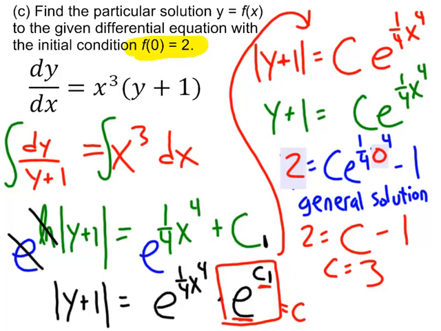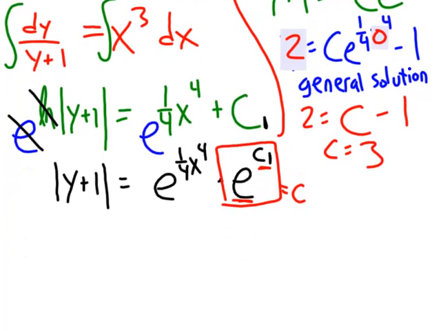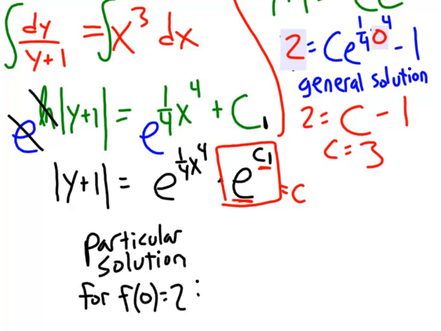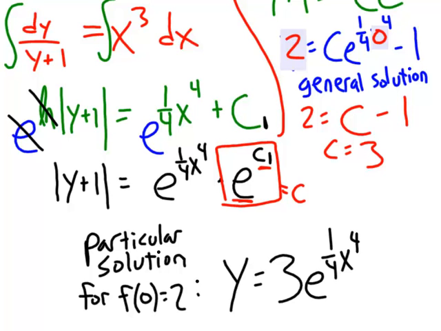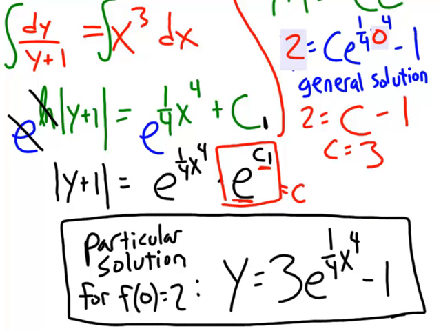And it doesn't look like I'm going to quite make it on the screen. That's okay, I'll scroll down, and we'll put y equals 3, our new C value, e to the 1/4 x to the 4th minus 1. And that is our final answer.